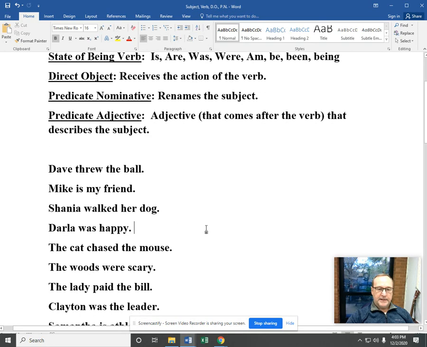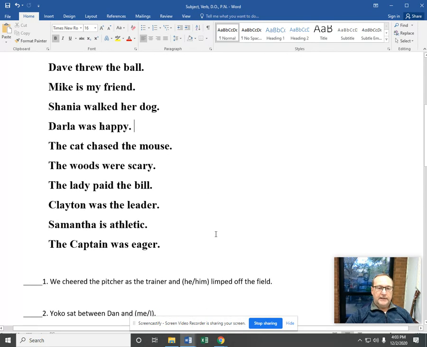Okay, so that's not as complicated as it sounds. Let's take a look at the rest of the examples then. The cat is the subject. The verb is chased. We know that chased is an action verb. And what did the cat chase? The cat chased the mouse. So we know that the mouse is a direct object. The mouse is receiving the action of the cat's chasing.